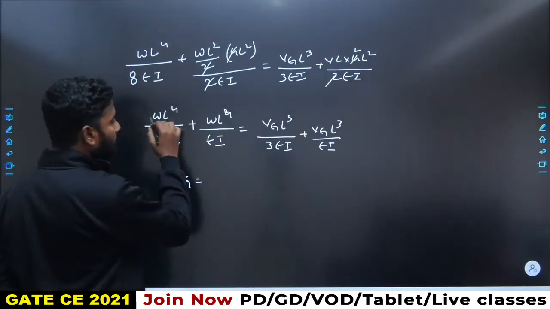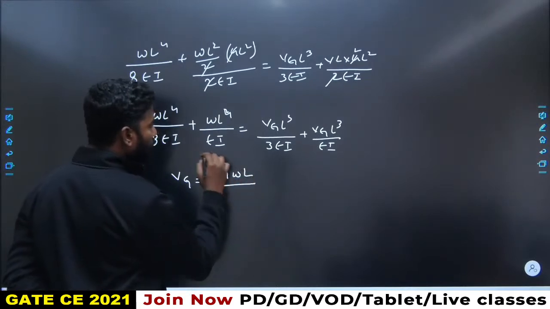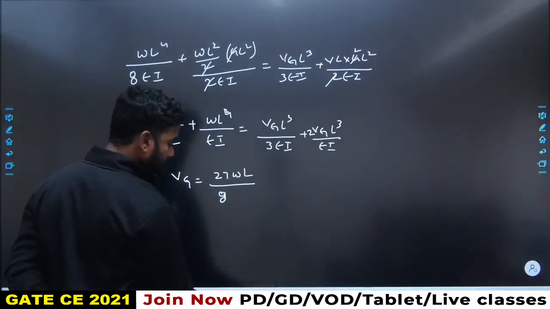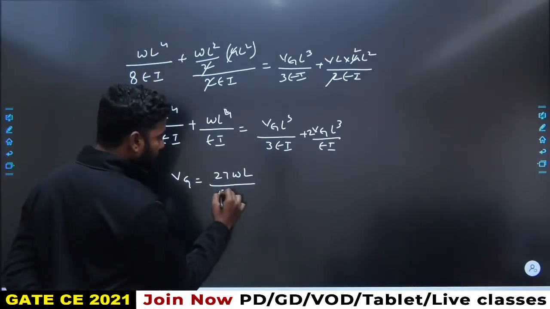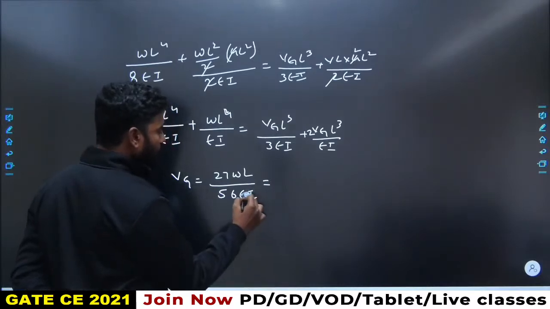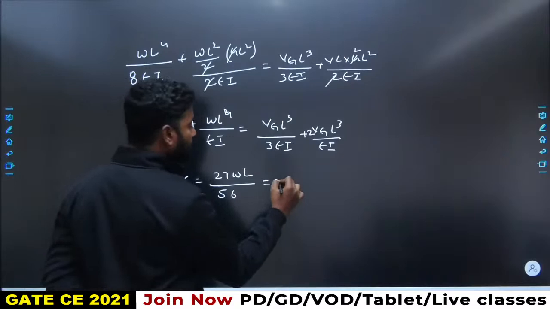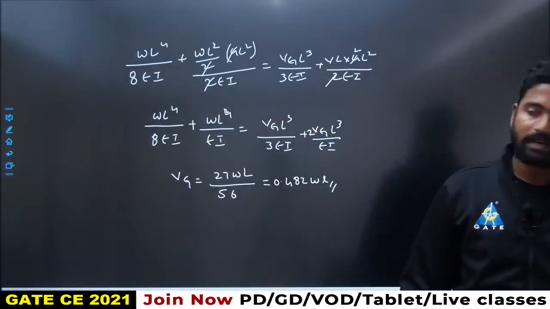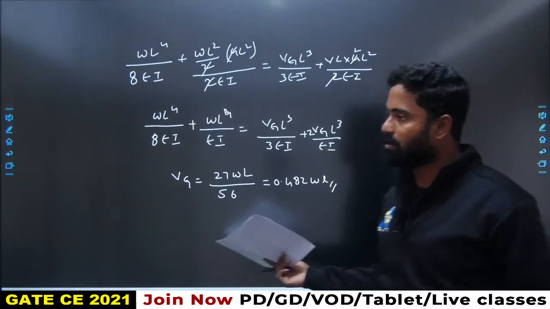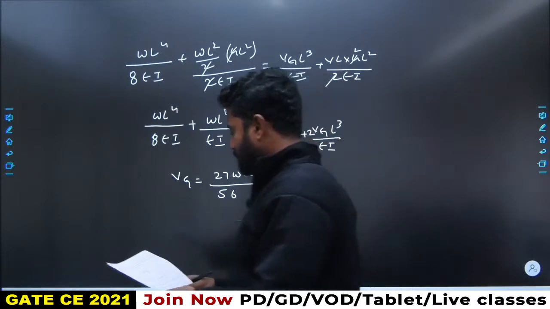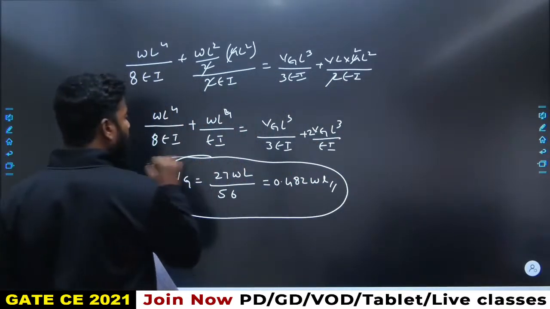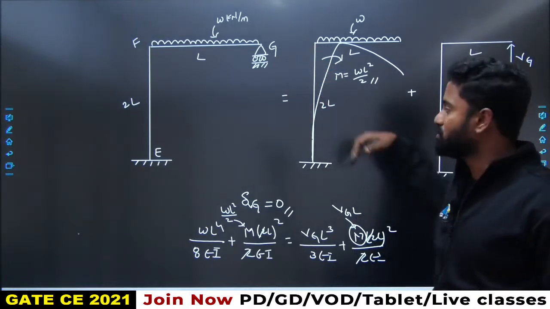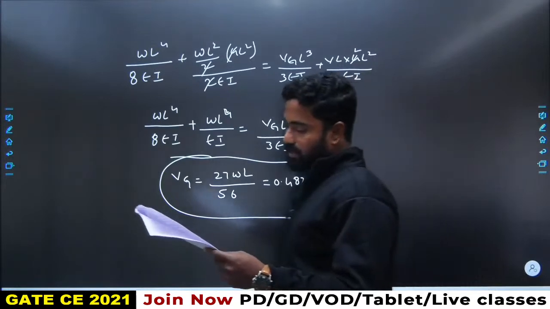So Vg would be equal to 8 plus 1, 9; 9 by 3 is 27, so 27 W L upon 56, since 3 2 6, 6 plus 1 is 7, 7 8 is 56. So approximately 0.482 W L. If you do it by this method, it is 0.482 W L. Please correct it: yesterday when I was discussing, I got somewhere around 0.5 W L. But the answer would be 0.482 W L, because yesterday we had taken this as a hinge, but in the actual question it is the roller itself. So if you are considering the roller, this is how you solve these types of questions.